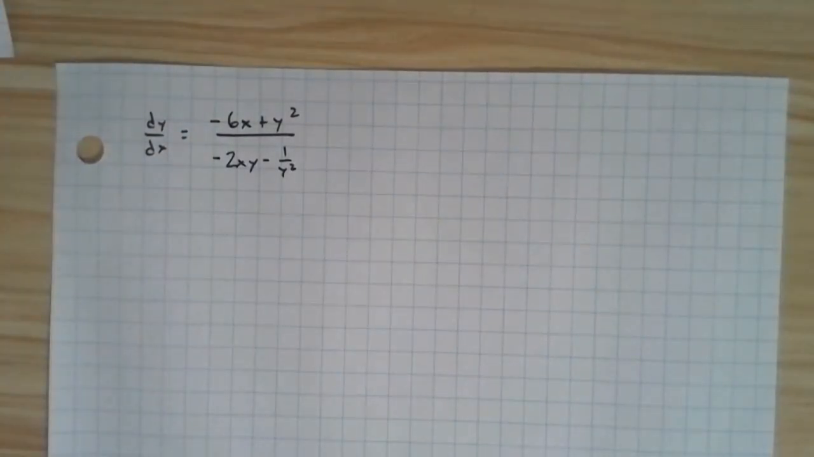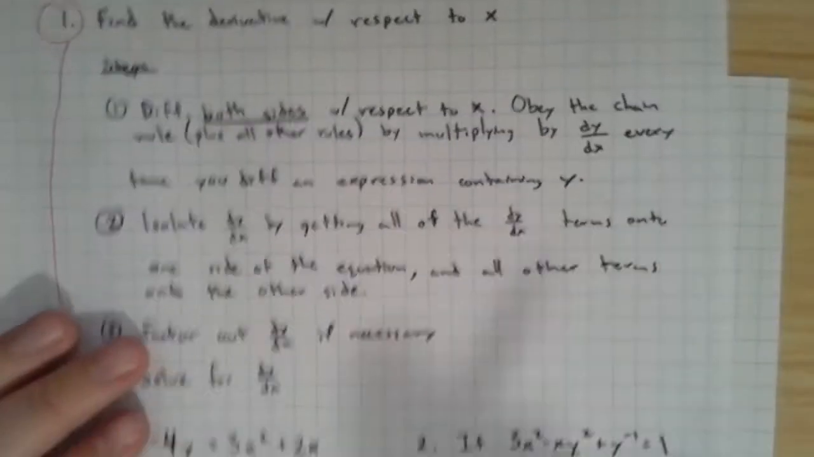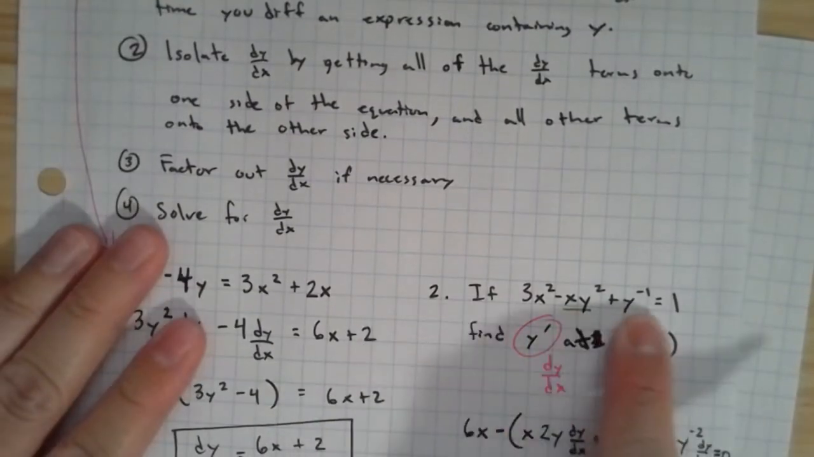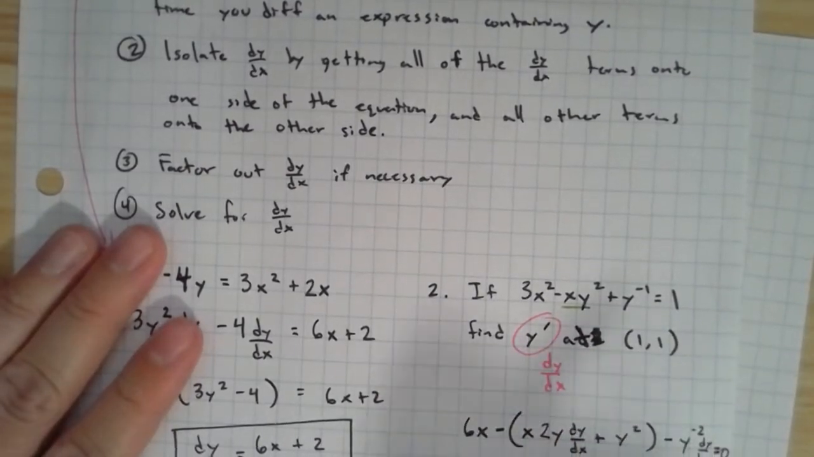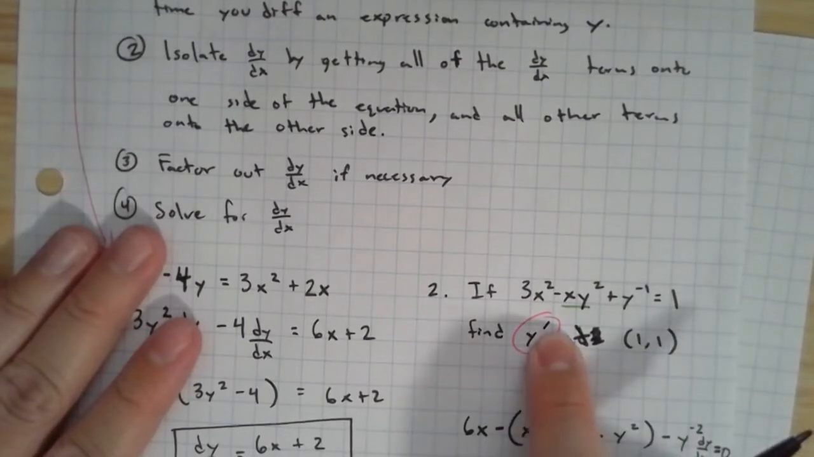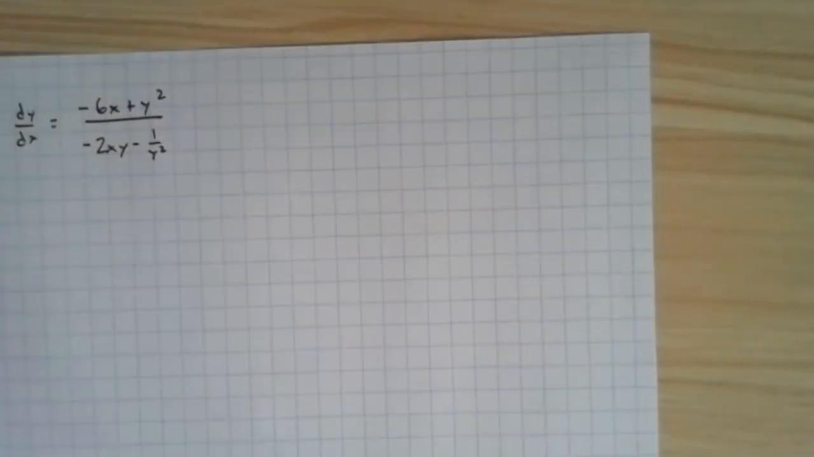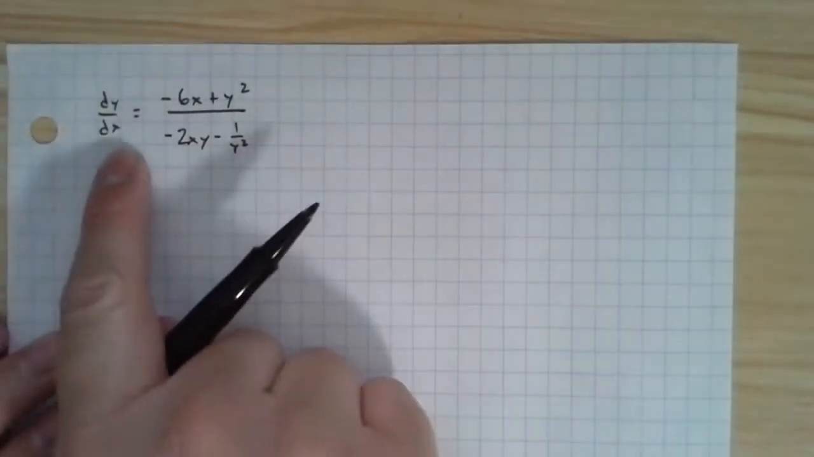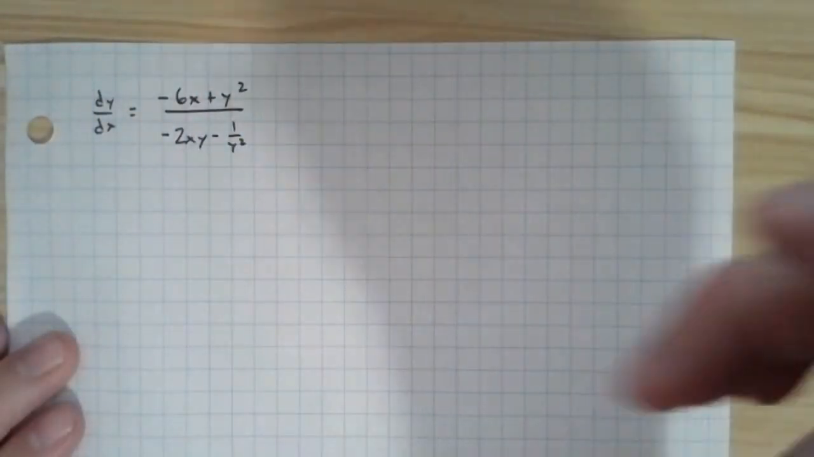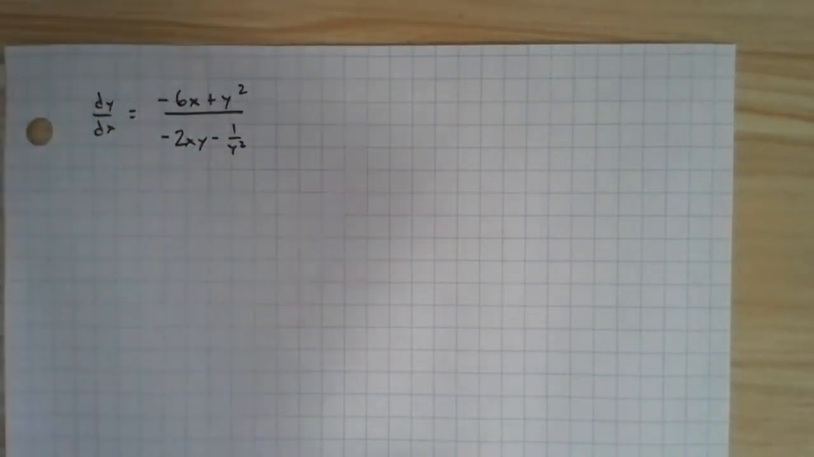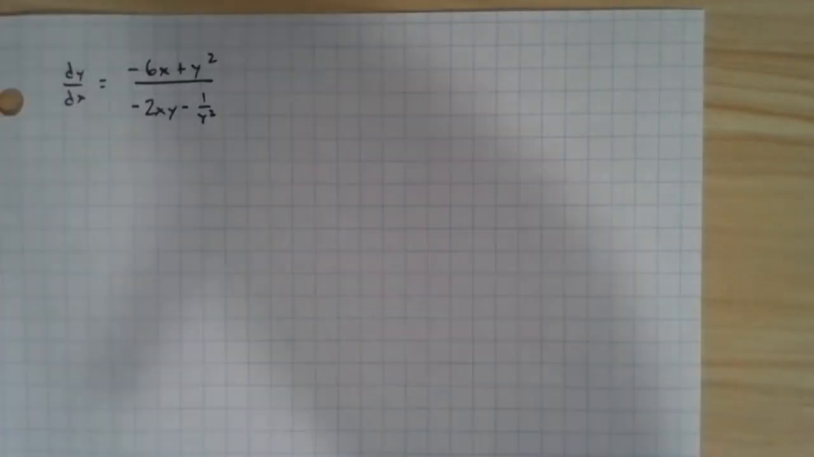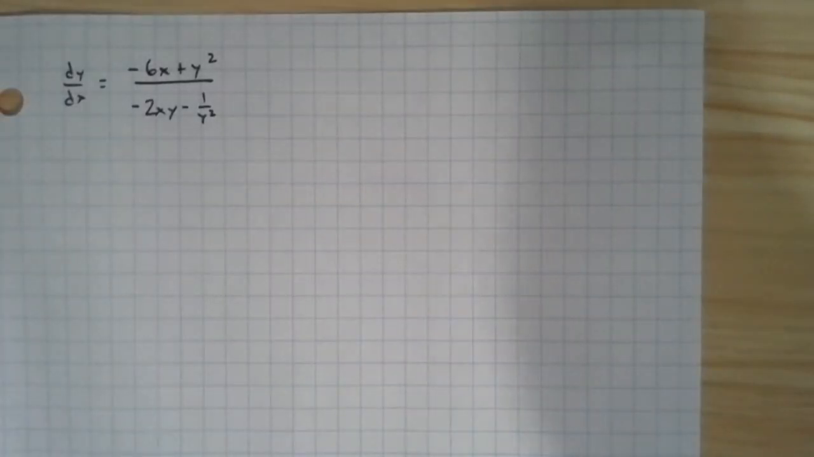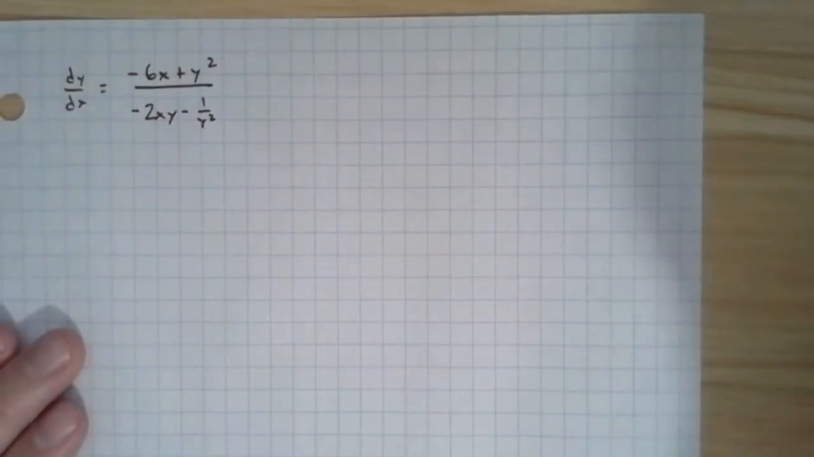Now, remember that the original problem said, find y prime at 1 comma 1. So we need to find the derivative at that point right there. Well, we found the derivative already. dy dx is all of this, right? So if we're finding the derivative at 1 comma 1, all we have to do now is plug the x comma y into all of this, and then simplify everything.